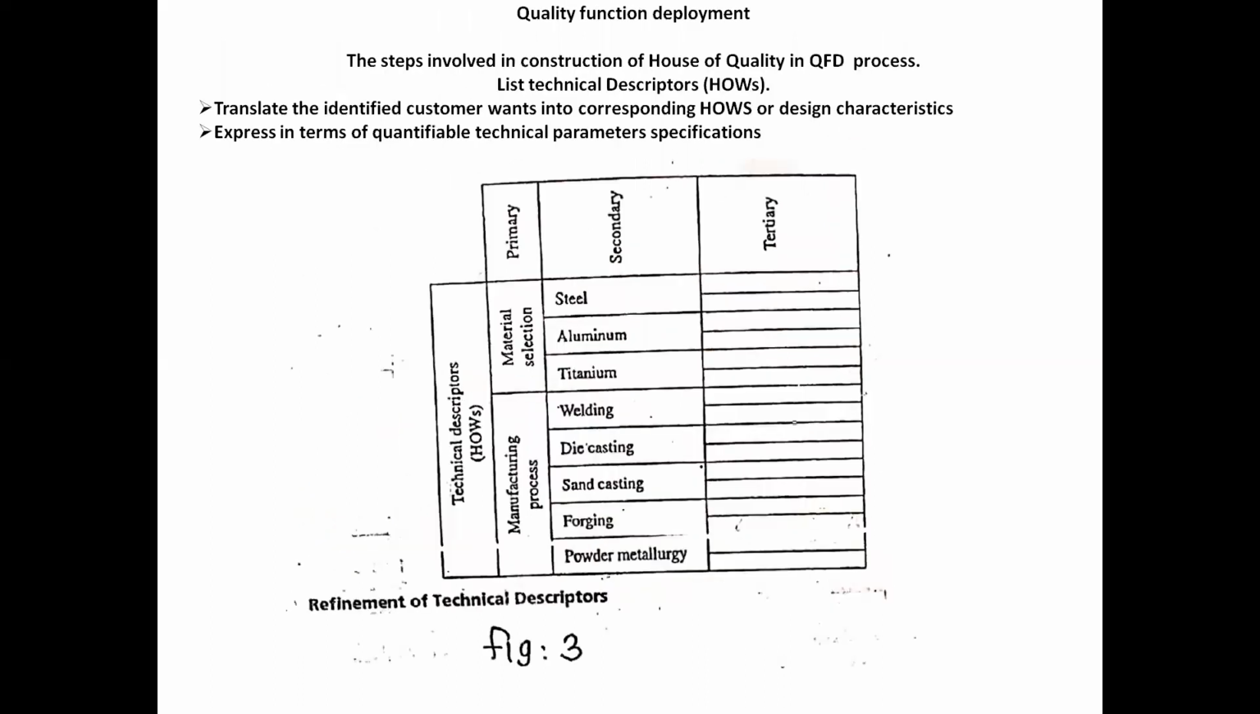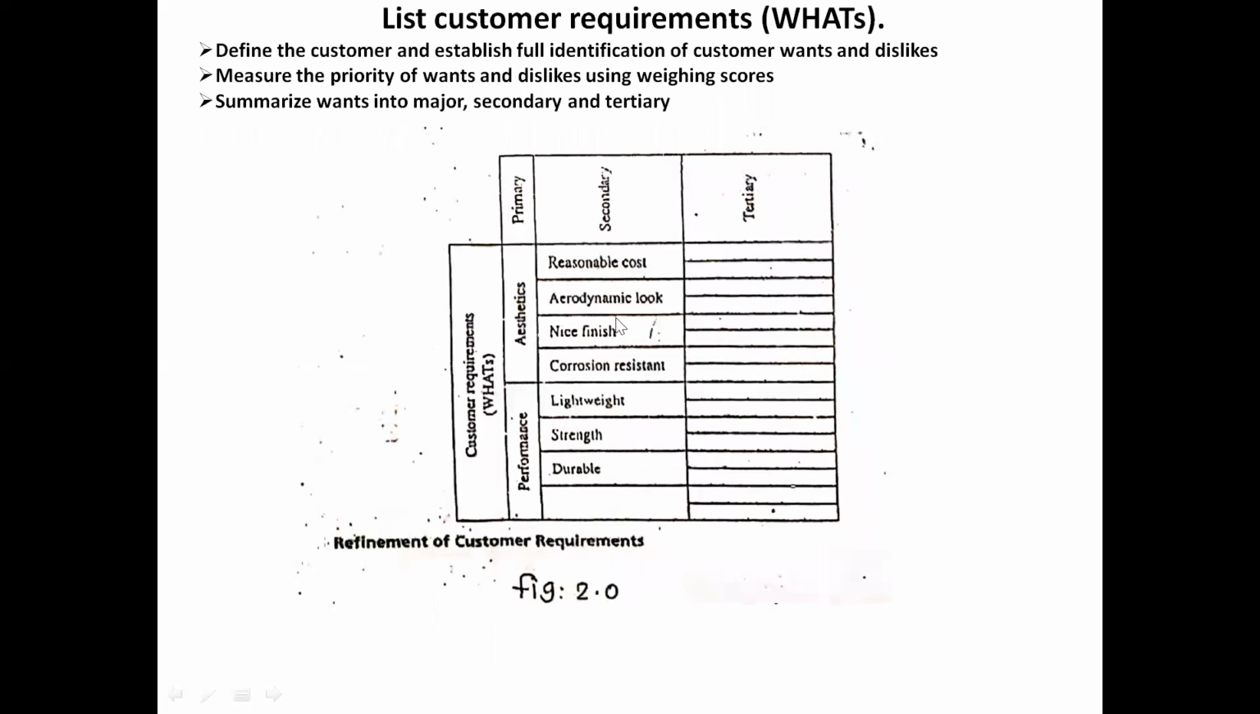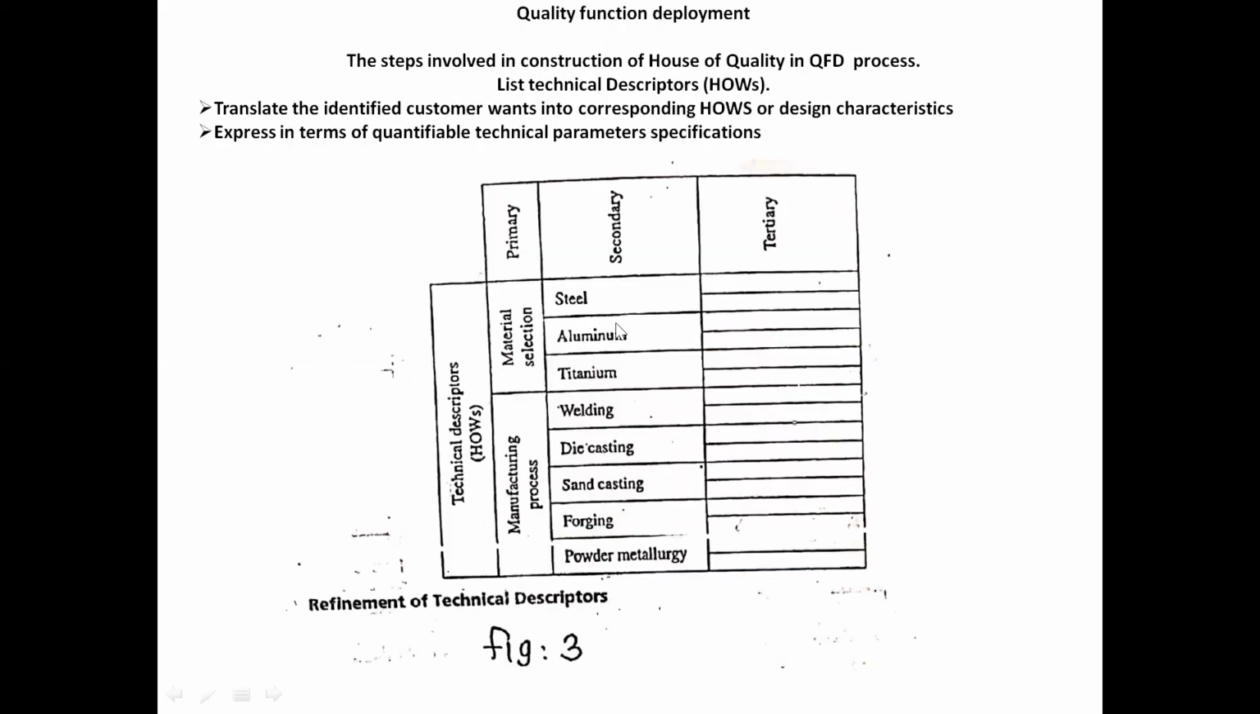Second step, how? How means how we are going to manufacture the bar. This is the company side, the manufacturing facility you have. Technical how: primary, material selection and manufacturing process. For the cycle bar, we take steel, aluminum, and titanium. Then on the manufacturing side, we have the processes welding, die casting, sand casting, forging, and powder metallurgy. This is the second step. The first step is defining the what, the customer requirement. The second step is defining the how.